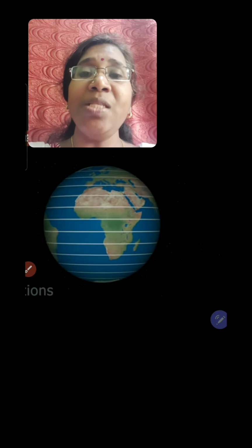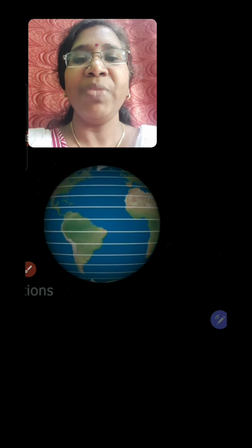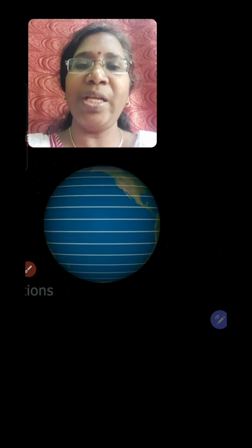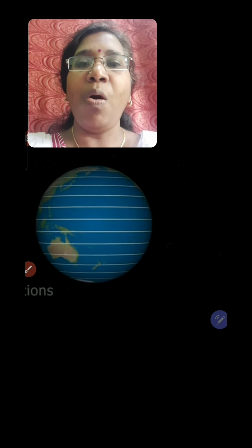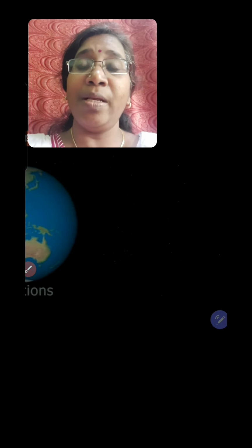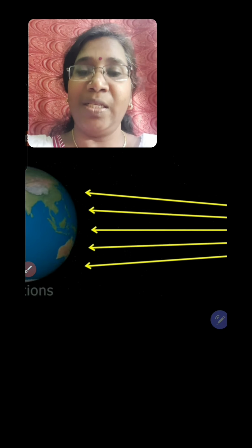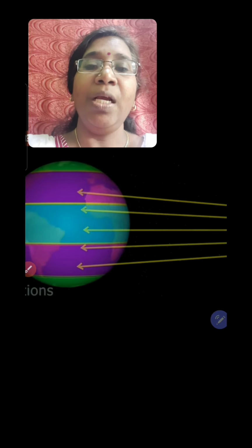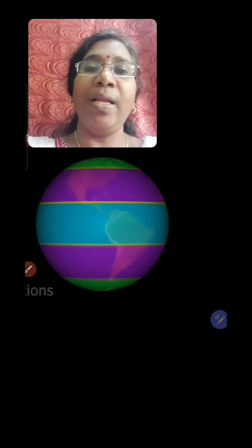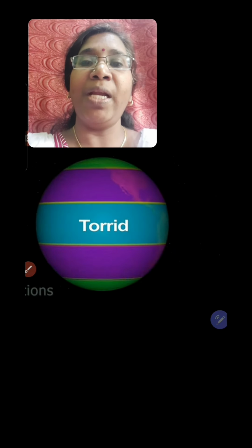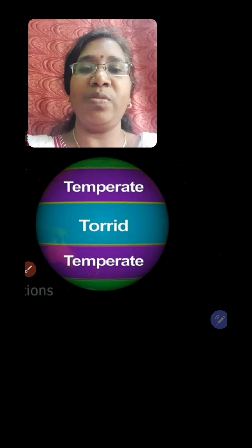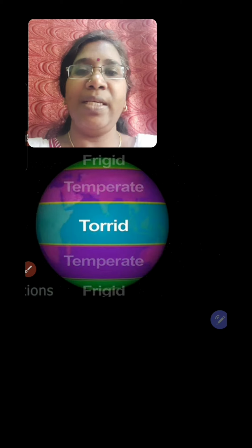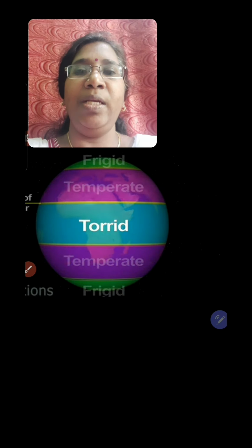Now, what is the importance of these latitudes? The earth is spherical in shape, isn't it? So due to the spherical shape, all parts of the earth do not receive an equal amount of heat energy. The sunlight received by the earth from the sun varies due to the spherical shape. So accordingly, the earth is divided into three important heat zones: torrid zone, temperate zone and frigid zone. Let's see these zones in detail.